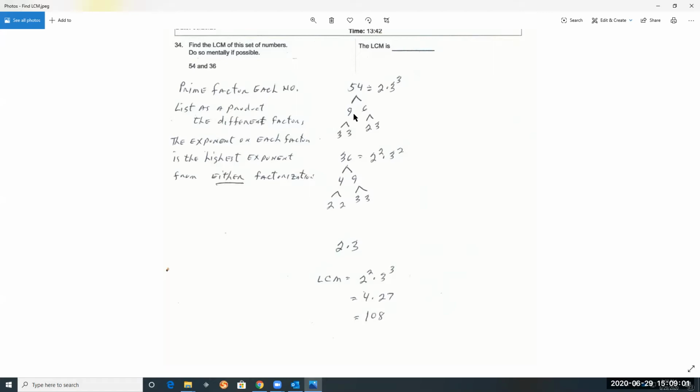54 is 9 times 6, but 9 breaks down to 3 and 3. 6 breaks down to 2 and 3. Writing this more concisely, we could say that we have 2 times 3 cubed.